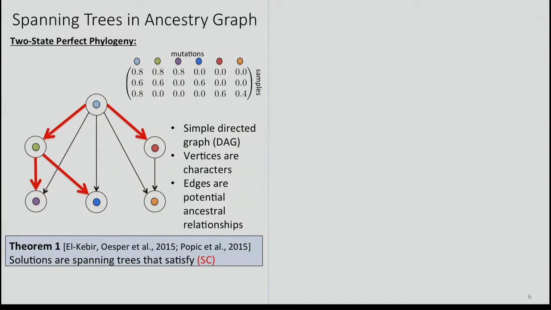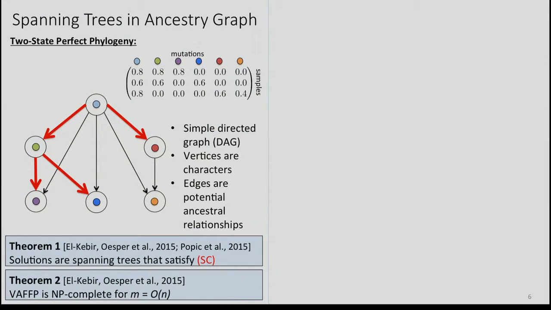OK, so how do we find solutions that satisfy the sum condition? In a two-state case, one way of doing this is by defining a simple directed graph where the vertices correspond to mutations, or SNVs. There is an edge between two mutations if the frequency of the parent is at least the frequency of the child. And then what you want to find are spanning trees in this graph that satisfy the sum condition that I just spoke about. And that's, in fact, all that you need to do.